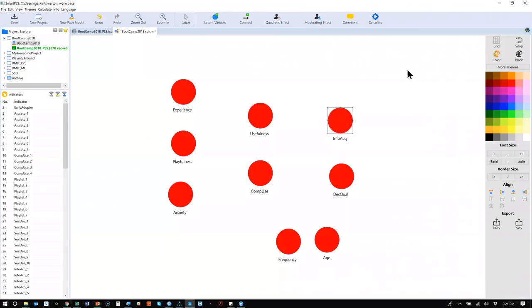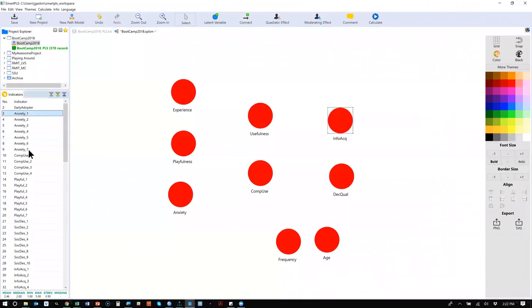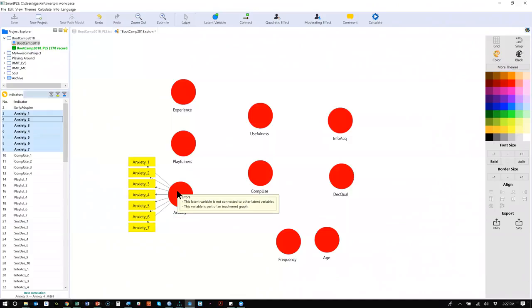Okay, so those are the variables. Then to get them their indicators, you just click and drag. So here's anxiety. I'm going to hold shift as I'm selecting those. And I can just drag anxiety into anxiety. There they are, all prettily formatted. Comp use, I'll drag into comp use.